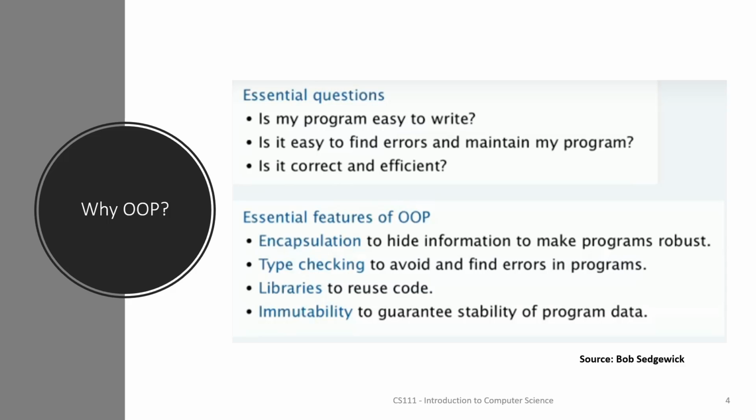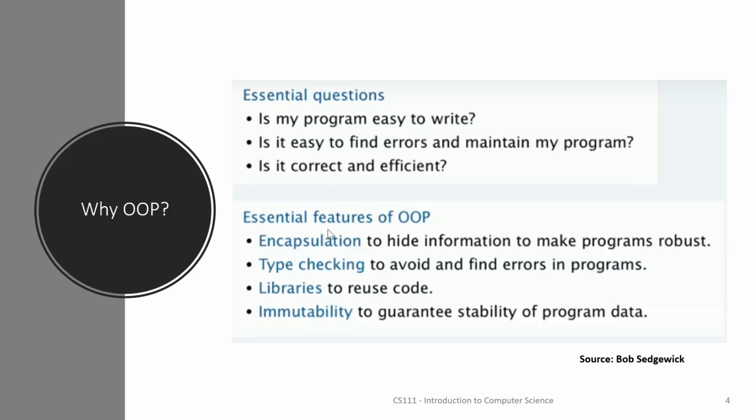There are some essential questions we need to ask. Sometimes it's easy to emulate the real world using objects, and that can make the program easy to write. Because attributes and behaviors of an object are what we call encapsulated, it makes it easy to find errors and maintain programs. We would also like the programs to be correct and efficient. Let's talk about the essential features of object-oriented programming.